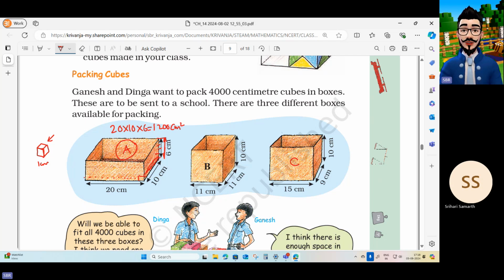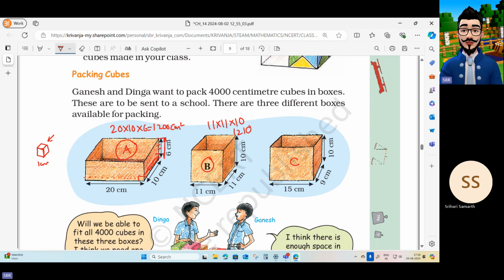Likewise, can you tell me about box B? First tell me how. 11 into 10. Very good. So the number of centimeter cubes I can fill in here is 11 into 10 into 11, which is 1210. 11 into 11 is 121, and one more zero makes 1210. Now which box is bigger, A or B? B. Very good. But actually A looks bigger, right? Yeah, to our eyes.